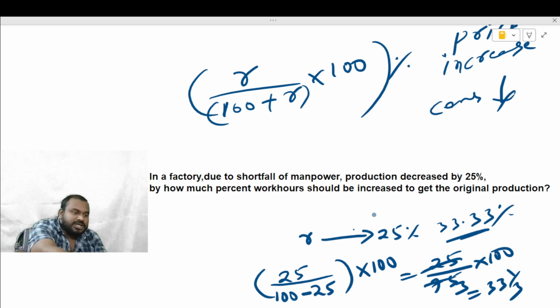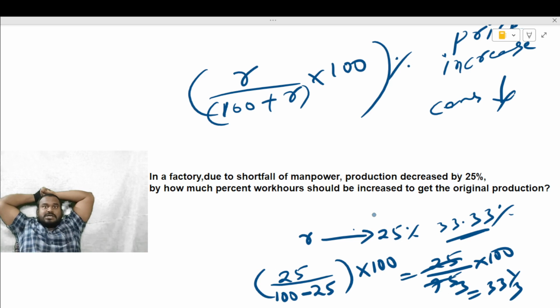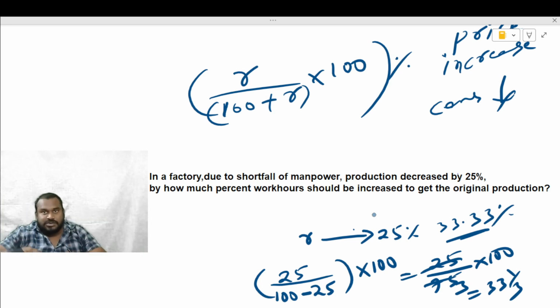So it means I should increase the work hours by 33.33%. It means suppose if they were working for 100 hours in a week, they should work 133.33 hours in the same week. Suppose they were working 1,000 hours per month, they should work 1,333.33 hours per month. So that is how you need to calculate in order to meet the 10,000 number of articles they were supposed to produce before and now also.